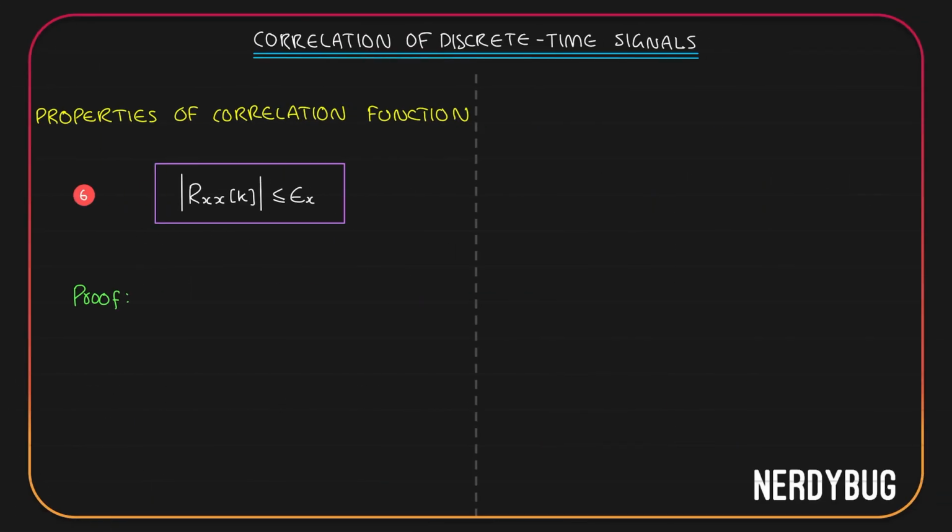The last property is magnitude of autocorrelation of x of n will always be less than or equal to energy of x of n. This can be simply proved from the result of our previous proof. We learned rxy of k is always less than or equal to root of ex into ey. So if x and y are the same signal, rxx of k will always be less than or equal to root of ex into ex. So it is less than or equal to ex.